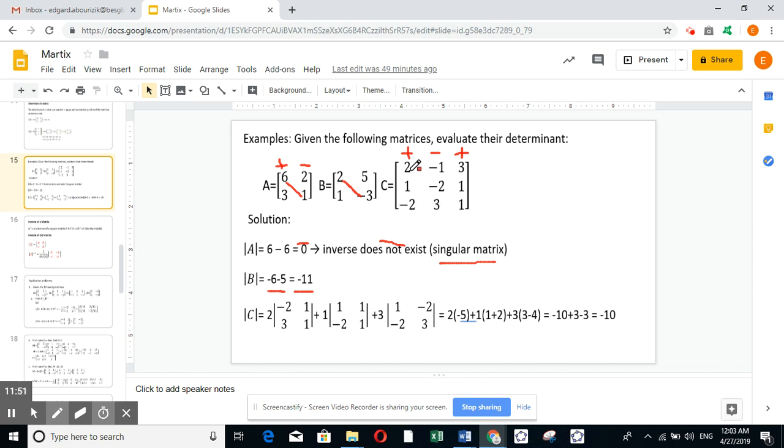So I'm going to repeat. I put first of all plus, minus, plus. I start with 2. I cancel row and column. So 2 times the determinant of these 4. Then you have here minus and minus, so plus 1. You cancel column and row, and this 4 remains. And the 3, plus 3, cancel row and column, and these 4 remain. So here I do the determinant, minus 2 minus 3, so minus 5. 1 minus minus 2, 1 plus 2. Here 3 plus 4, minus 4. So you have the determinant, which is minus 10.